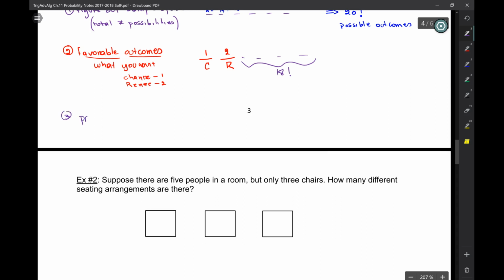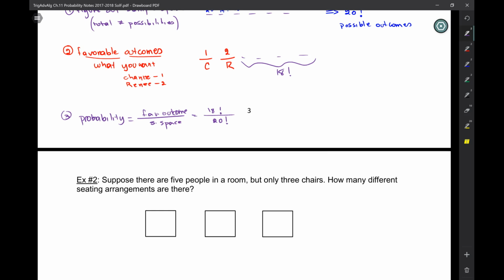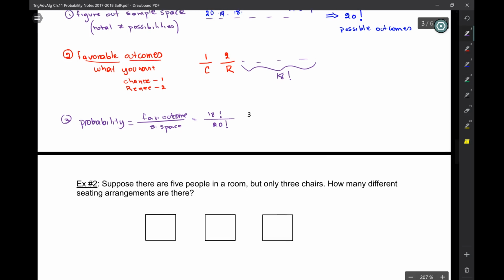So the probability is favorable outcomes over sample space. So that's 18 factorial over 20 factorial. Let's think about what that is. Sometimes it blows up, so let's do this. This is 18 times 17 times 16, blah, blah, blah. And this is 20 times 19 times 18 times 17 times blah, blah, blah.